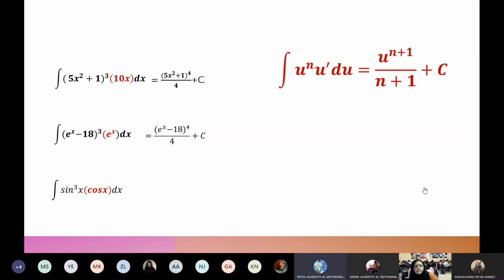Great. It means whenever we look at the power, we have to apply the power rule. But before the power rule, we should see if there is a complex function or not. If there is no complex function, we apply the direct rule. If there is a complex function with an inner and an outer function, we apply the U substitution.